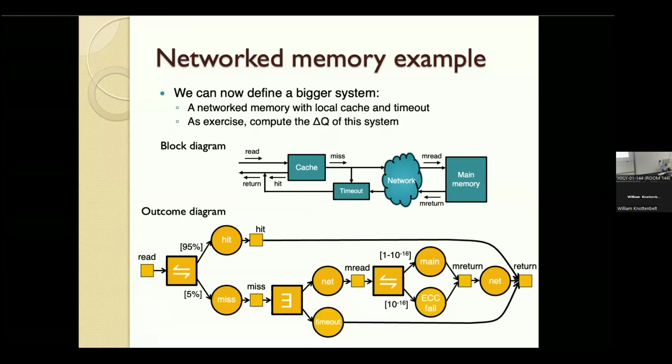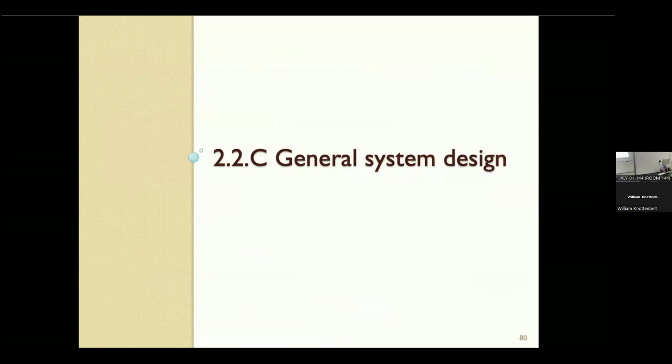What I'm showing is really only scratching the surface. There's a lot of mathematics behind this. A formal algebra has been defined for all of this, and you can do equivalence transformations, keeping equivalent timeliness.